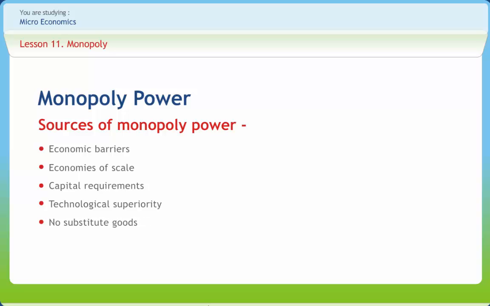No substitute goods: a monopoly sells a good for which there is no close substitute. The absence of substitutes makes the demand for the goods relatively inelastic, enabling monopolies to extract positive profits. Control of natural resources: a prime source of monopoly power is the control of resources that are critical to the production of a final good.